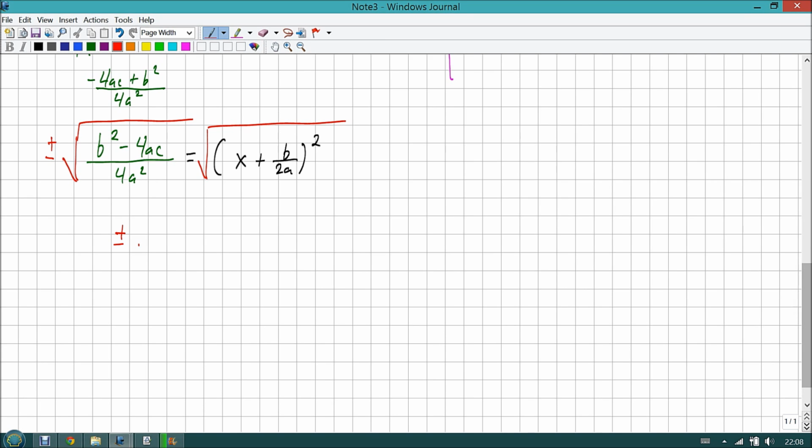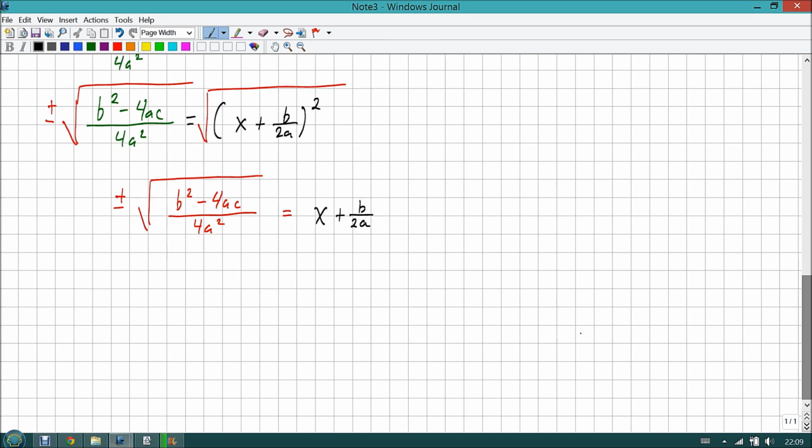Alright, so here we go. Let's see, we have plus or minus the square root of b squared minus 4ac all over 4a squared is equal to, and then over here we have x plus b over 2a. So I'm going to subtract that b over 2a, and I'm going to be left with x is equal to negative b over 2a plus or minus the square root of b squared minus 4ac all over 4a squared.